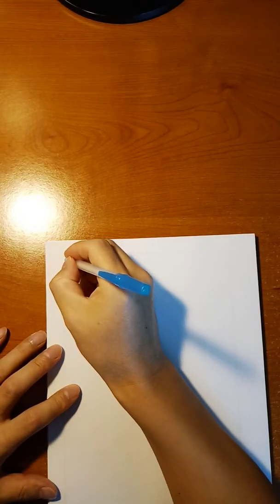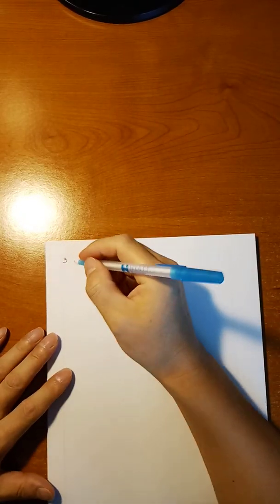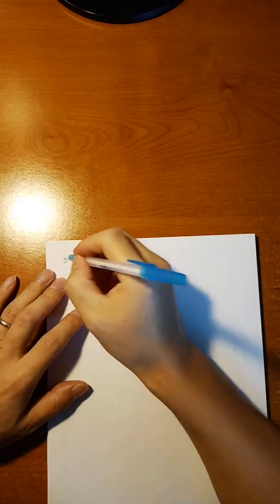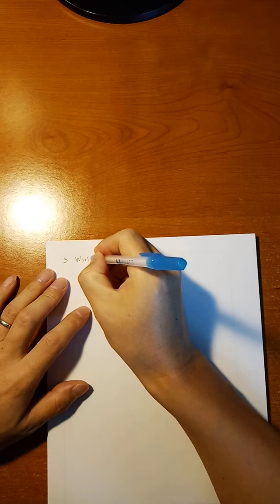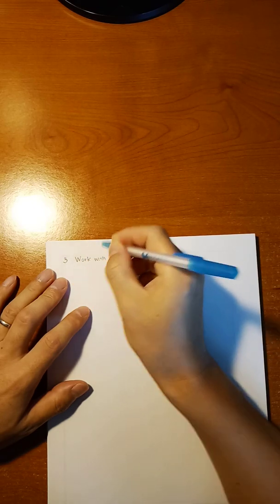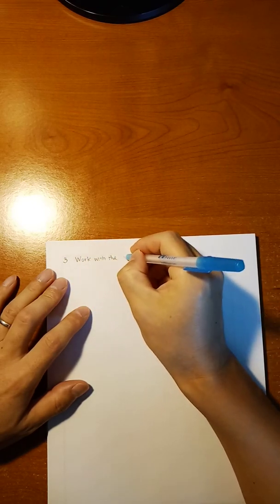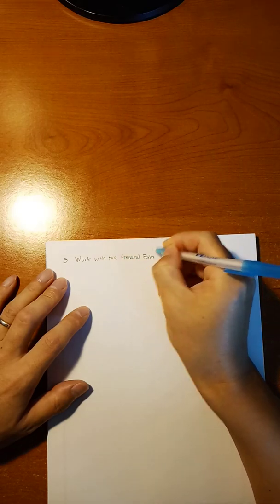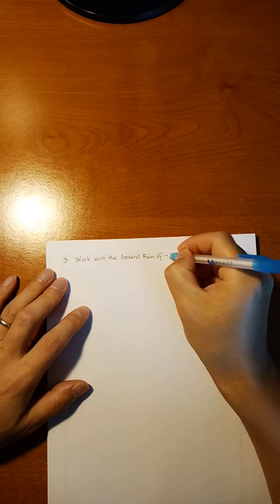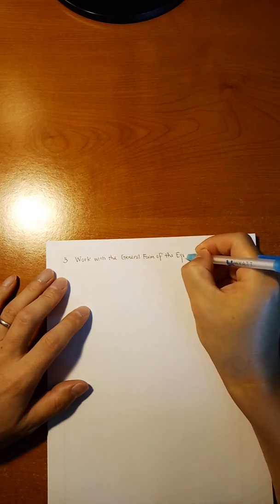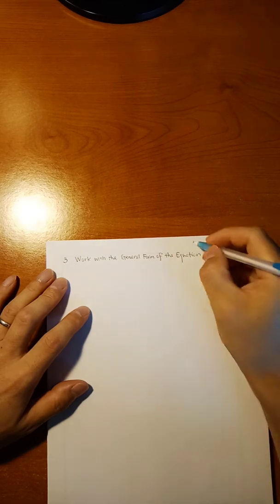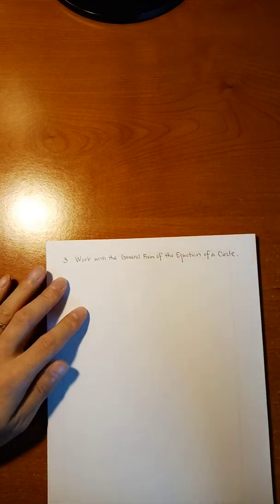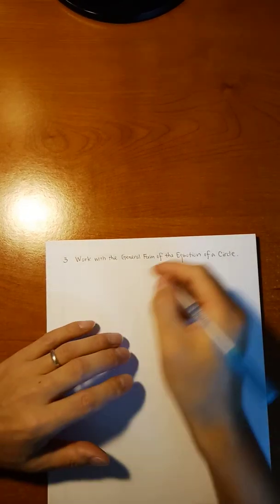Okay, so in part 3, let's work with the so-called general form of the equation of a circle. Okay, so what is the general form?